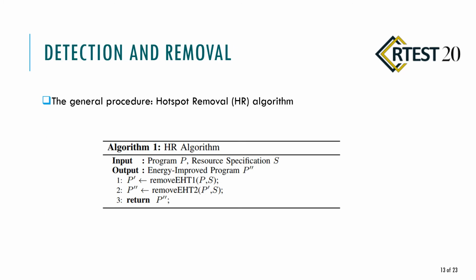For a program, we provide a static code analysis method to detect the energy hotspots. The general procedure is presented in this algorithm called hotspot removal, or HR. Given a program and resource specification, the goal is to return the energy improved program considering the two energy hotspots EHT1 and EHT2. First, the algorithm to remove EHT1 is called in line 1, and then the energy improved program is given to the algorithm to remove EHT2.